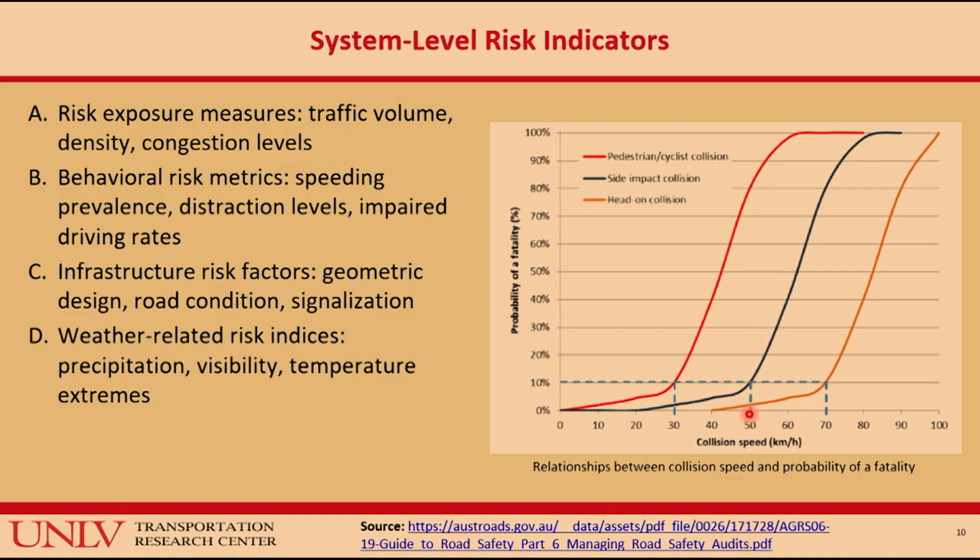You could change it around and say, okay, for a particular speed, what is the likelihood of fatality at 50 kilometers an hour? Head on collisions is very low out here, whereas for bicycle side impact it is 10%, whereas for a pedestrian it's 90%. So there are different ways to come at it.